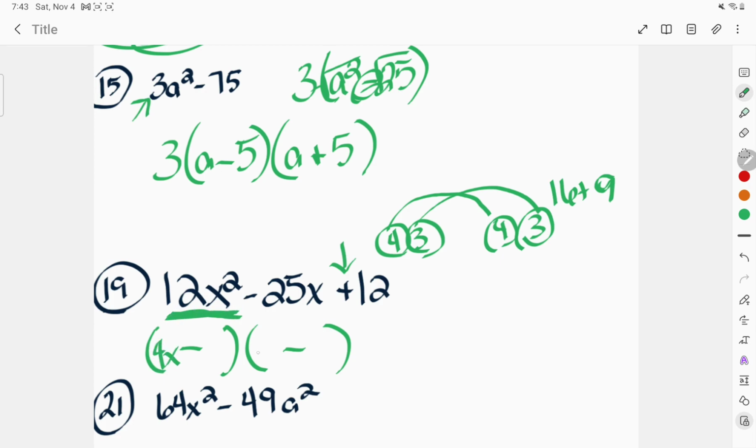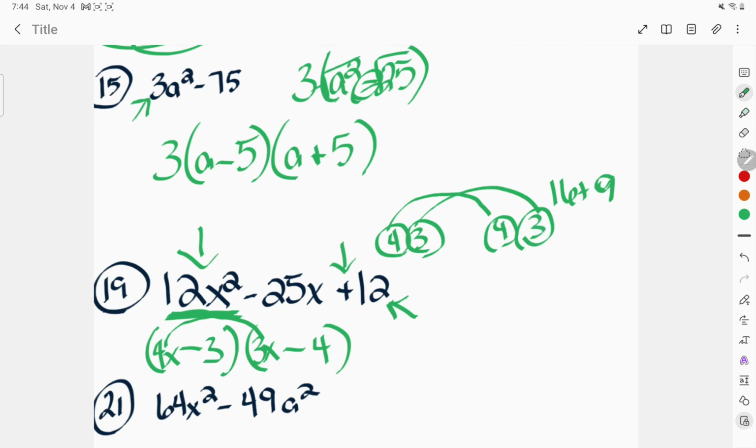So 4x and 3x, because when I do my first times the first, I have to get 12x squared. Now, when I put these factors in, the 4 and the 3, I have to make sure that my 4 is multiplied by my 4. So outside times the outside, and inside times the inside. Okay? So I'm going to clear that off. All right?